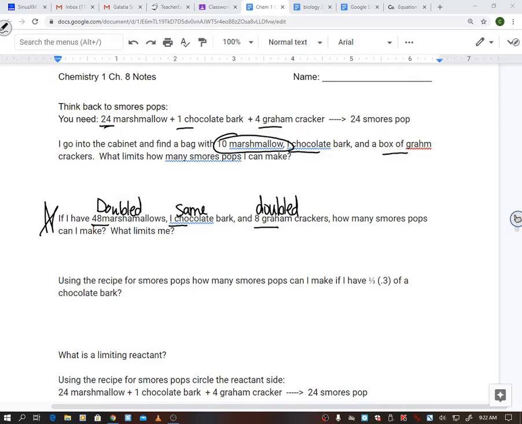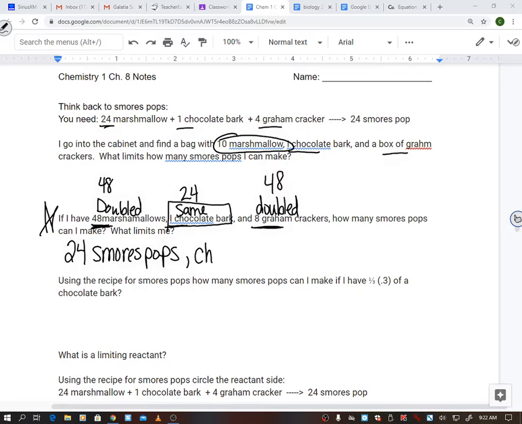So technically with 48 marshmallows and 8 graham crackers, I would be able to make double the batch. But I just have that 1 chocolate bark that stays the same. So I can only make 24 s'mores pops. If this doubled, this would make 48. This one would make 48. But since this stayed the same, this will only make 24. So I can make 24 s'mores pops because after that, on my 25th, I run out of chocolate. Okay, so my chocolate bark limits how many I can make.